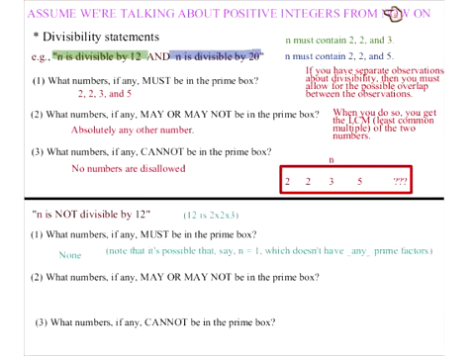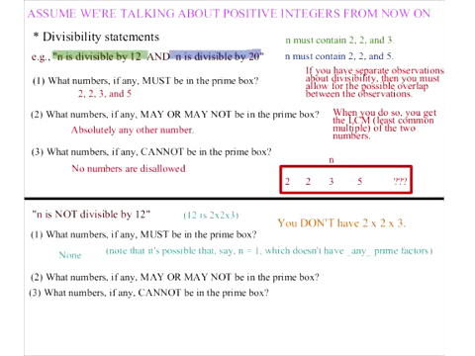Okay, what numbers may or may not be in the prime box? So let's look at this statement very carefully. The statement means you don't have 2 times 2 times 3. That's what this means. So in this case, you can't really answer questions 2 and 3 separately because they depend on each other. Basically, the deal is you just can't have all of 2, 2, and 3. Therefore, if you have 2 twos, then you can't have a 3.